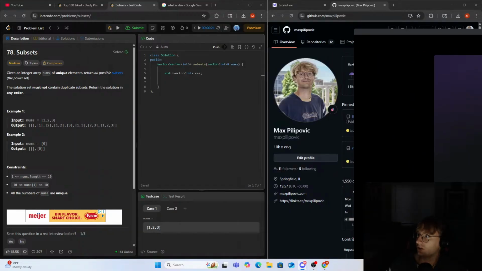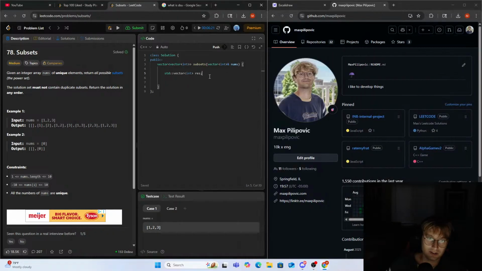Fair enough. Maybe I should implement it myself now, just to make sure I understand it. So we have our res here. What do we want to do? We want to loop, right? For i = 0, the outer loop would be i is less than one bit shifted left by n. Now n would be equal to the numbers' size, not size, right?